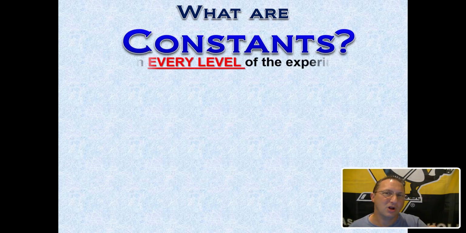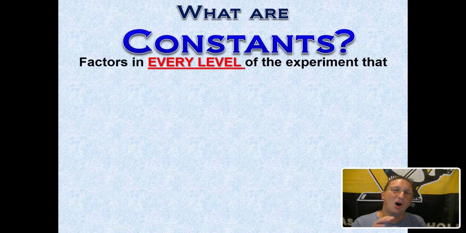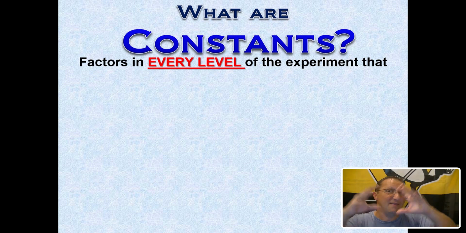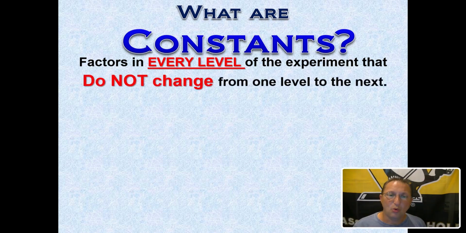Okay? What's a constant? A constant is all the factors in all the levels. So if you have 500 levels, all these factors that are the same in every single level. In other words, we don't want to change anything but one thing. That's the independent variable. So constants are the factors in every level of the experiment that do not change from one level to the next.